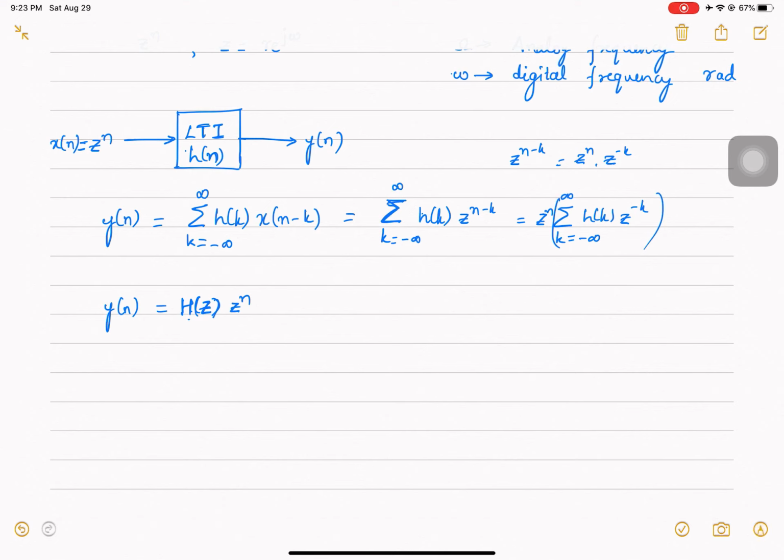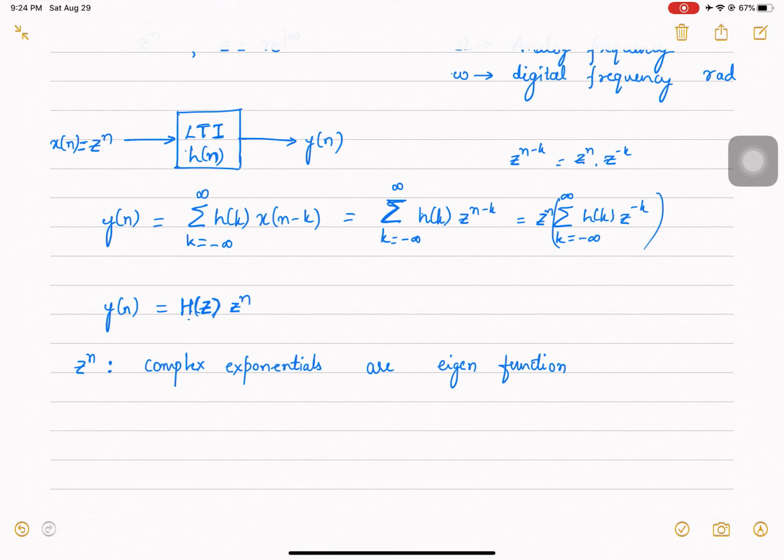Okay, so what is happening here is, we see that whenever we feed a complex exponential to an LTI system, a discrete time system, the output will remain the same as the input, but it will be scaled by an amount h of z. Okay, so z power n, the discrete time complex exponentials, are eigenfunctions again, right?